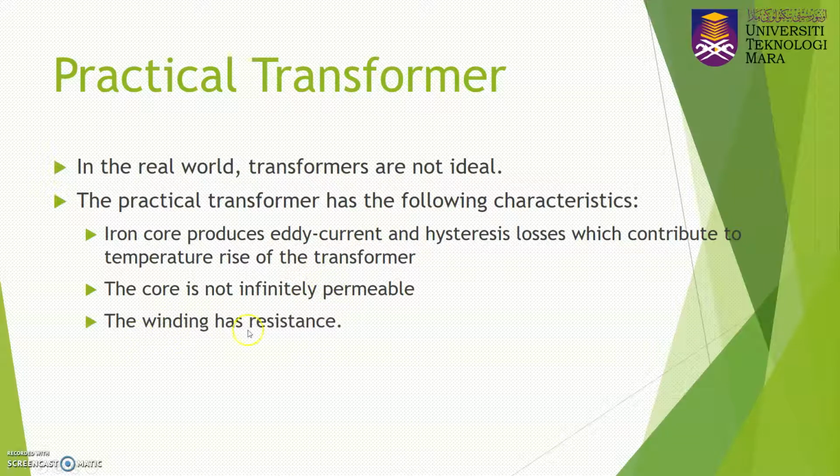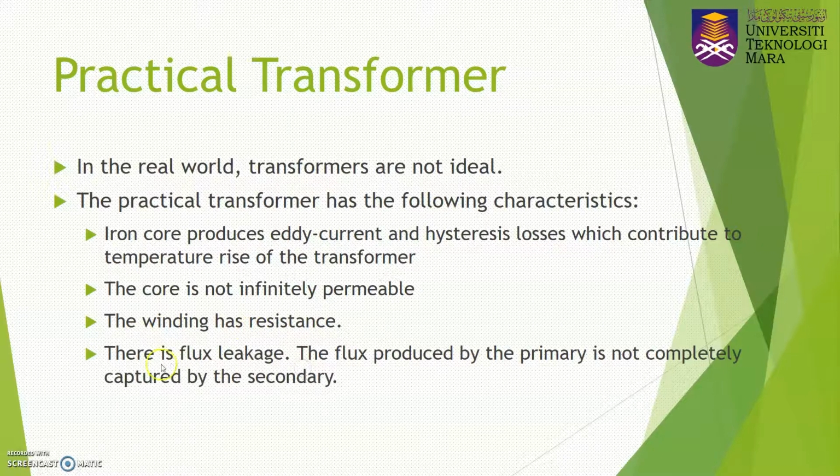And then the winding has a resistance. Next, there is flux leakage, meaning that the flux produced by the primary is not completely captured by the secondary. Unlike the ideal transformer, where we consider that all flux is confined in the core and linked between the primary winding and the secondary winding, for the practical transformer the flux produced by the primary will not be completely captured by the secondary winding.